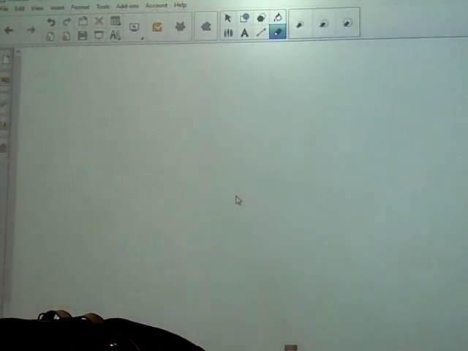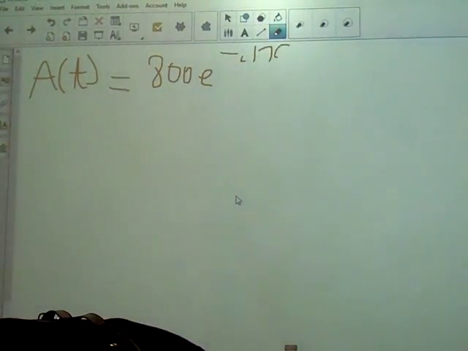It says the final amount A of T is equal to 800 times the number E to the negative 0.179 times T power. How long will it take a sample of a radioactive substance to decay to half its original amount if it decays according to that function? So we're trying to find out how long. We're trying to solve for T. But what do I put out here in this spot?